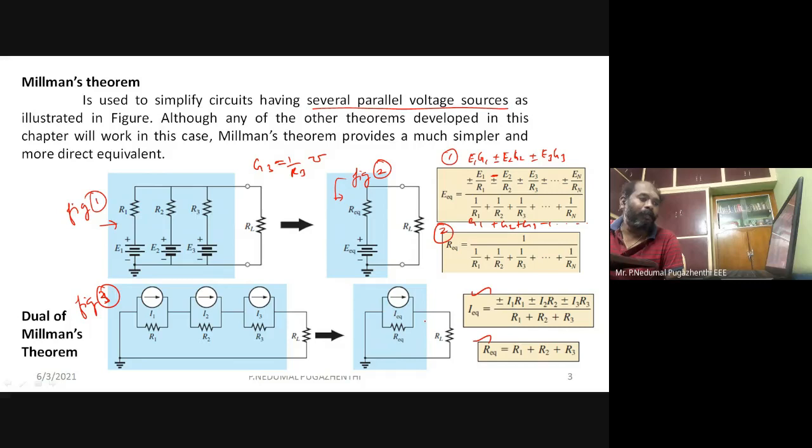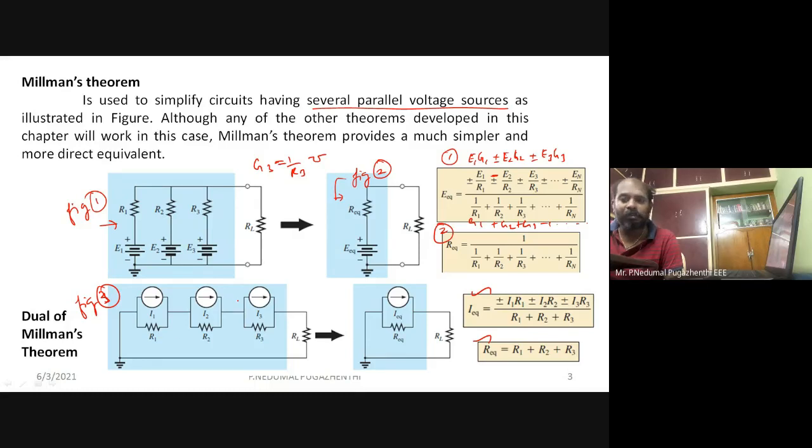Is that okay? Hello, everybody. And we call this particular concept the dual of Millman's theorem, because Millman stated it only with voltage sources. He defined it using only voltage sources. But this is also possible.